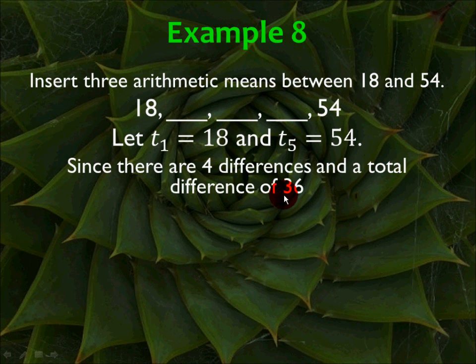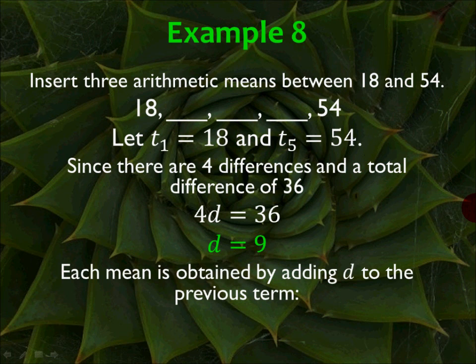The total difference is 36. Just like we did in example 5, take the number of differences and divide that into the difference between the two numbers. So 4D is 36, D is 9. Now you can figure out the various terms that go in there for T2, T3, and T4 by adding D to the previous term: 27, 36, 45, and 54. So these are three arithmetic means.